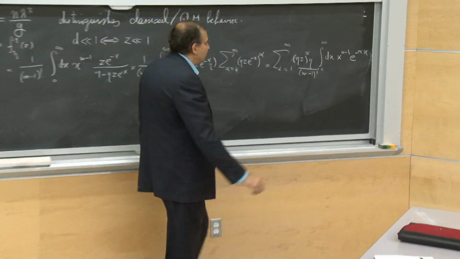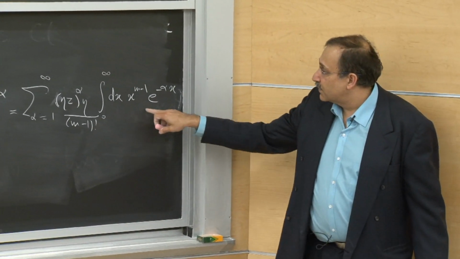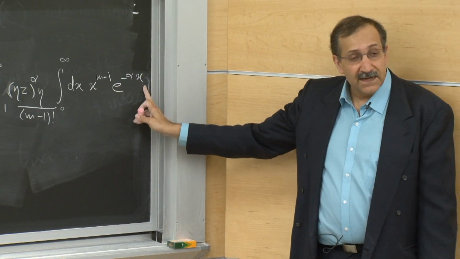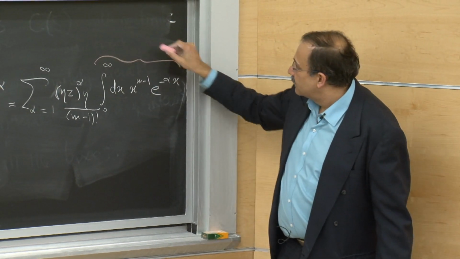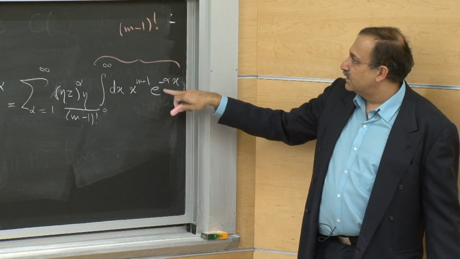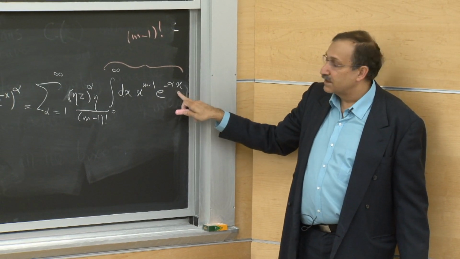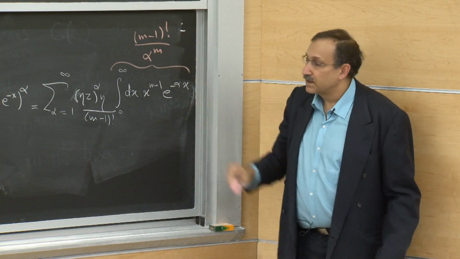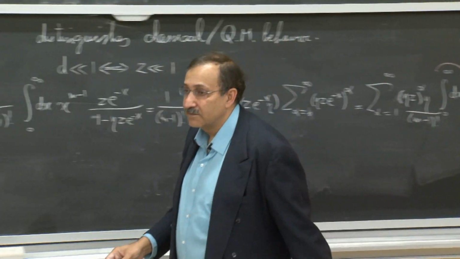Now, once more, this is an integration that you have seen. The result of doing integral dx x to the m minus 1 e to the minus x is simply m minus 1 factorial. Except that it is not e to the minus x, but it's e to the minus alpha x. I can rescale everything by alpha, and I will pull out a factor of alpha to the m. Okay? So what do we have?